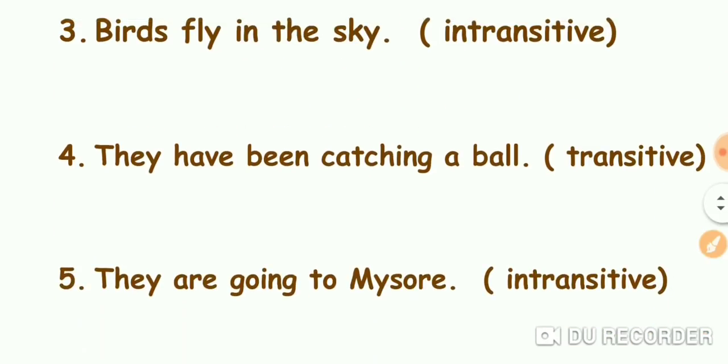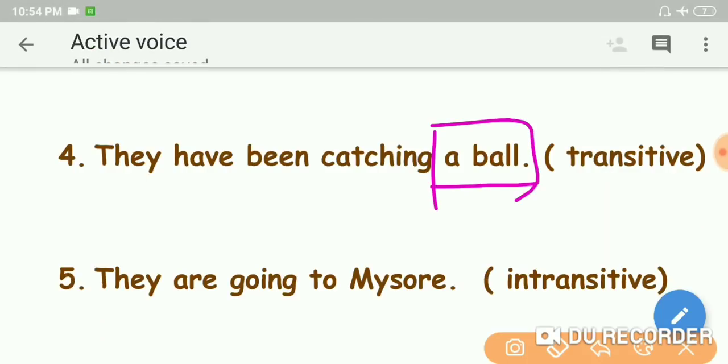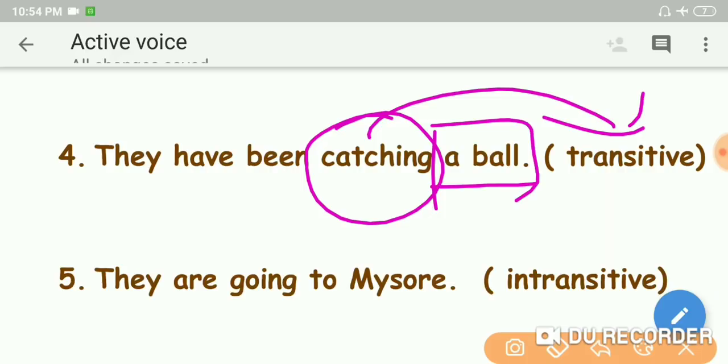So here also you see, they have been catching a ball. In this sentence, if I underline the object position, we can frame the question: what have they been catching? They have been catching a ball. Here catching is a transitive verb, my dear friends.